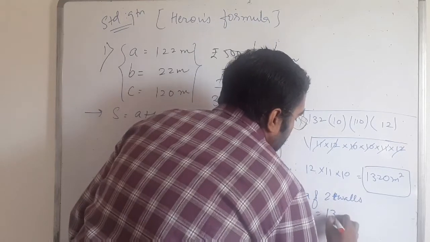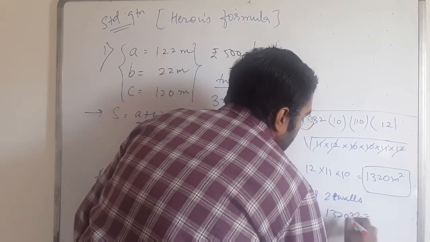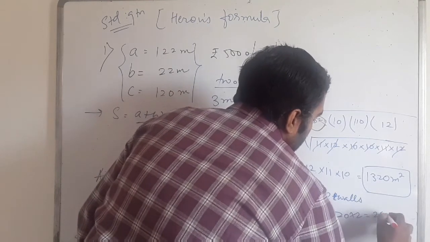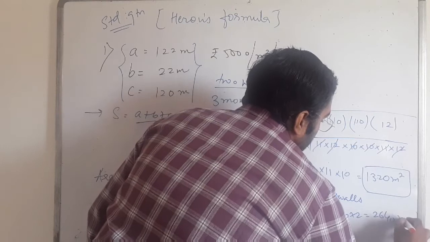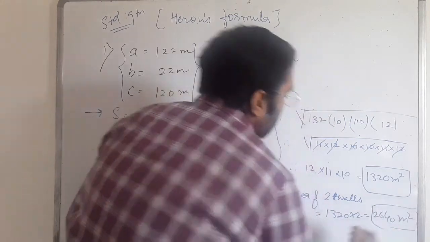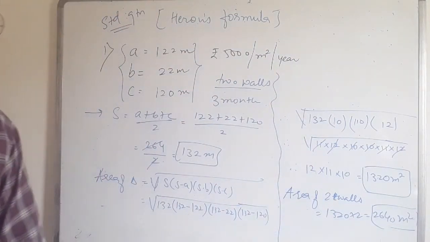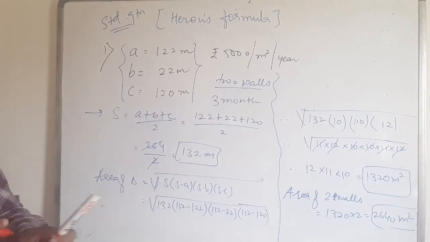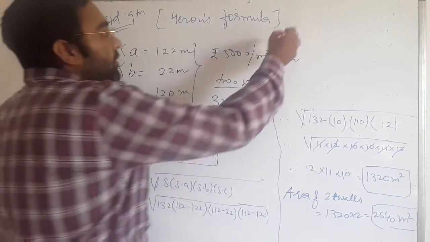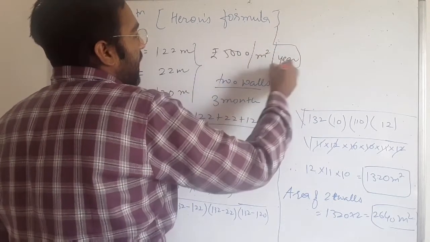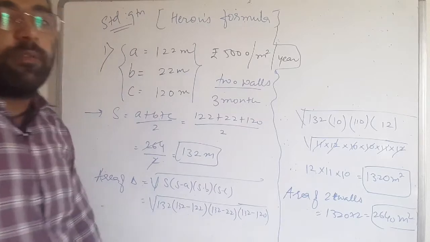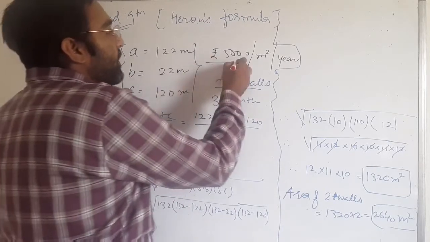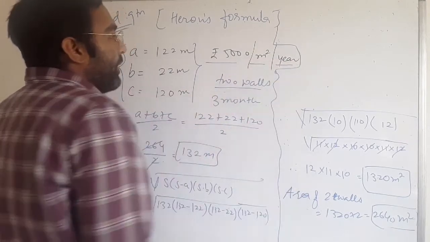The area of two walls is equal to 1320 into 2, that is 2640 meter square. Okay, now I have to find the rupees, how much they require. Here it is said that it is 5000 rupees per meter square per year.